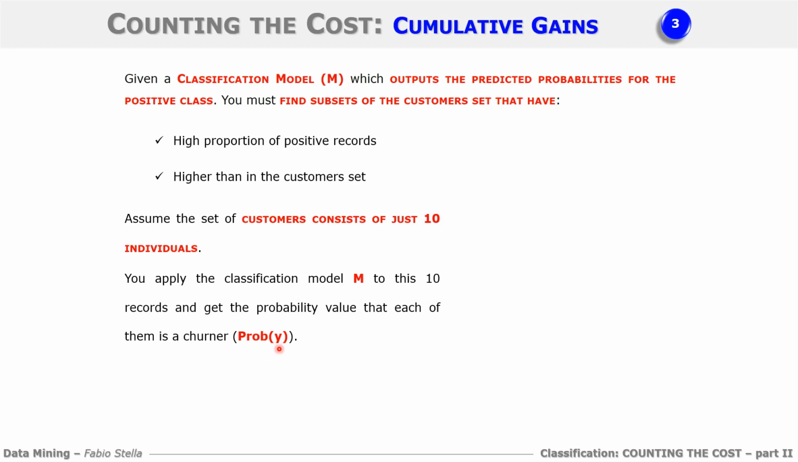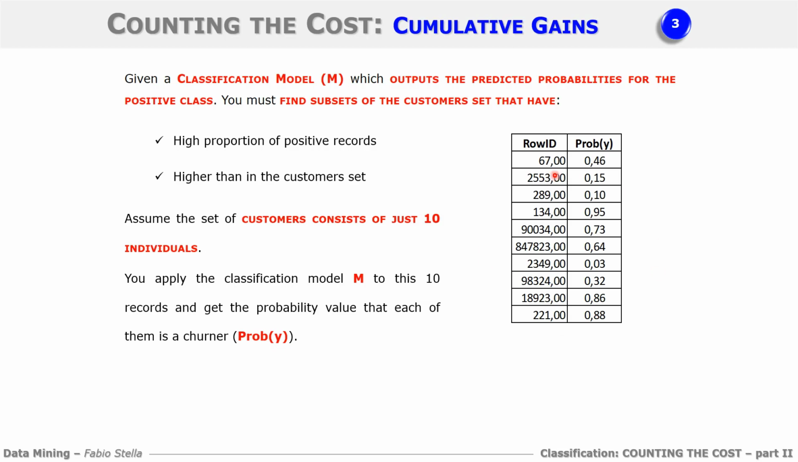So probability of churner equal to yes. Then you have the following table. You have the row ID and the associated value of the probability that the corresponding customer is a churner. For example, the customer with identifier 67 has a probability equal to 0.47 of being a churner, and this according to what is computed by the classification model capital M.